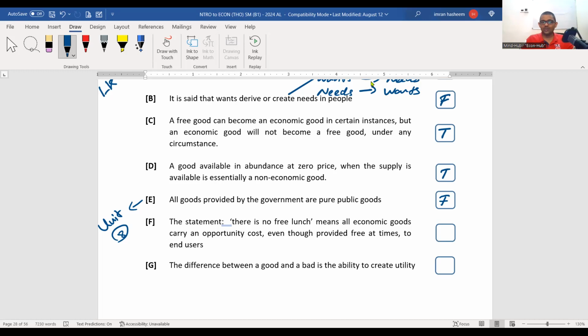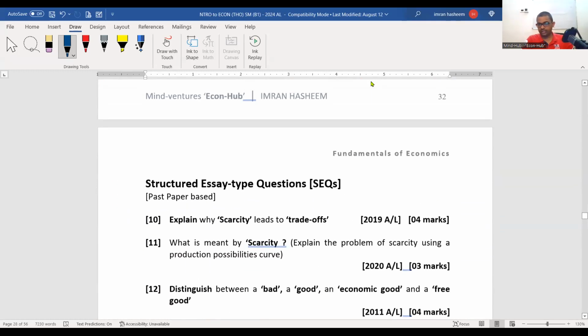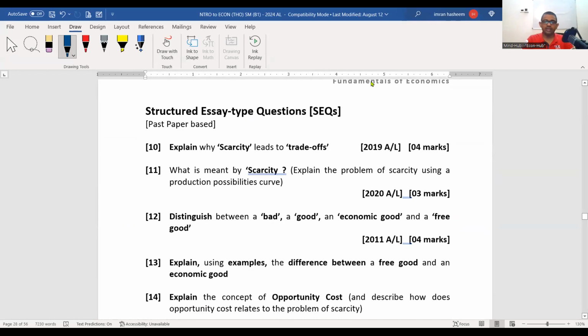The statement that there is no free lunch means all economic goods carry an opportunity cost, even though provided free at times to the end user. Very true. That's the exact idea of there is no free lunch. G, the difference between a good and a bad is the ability to create utility. Very true. Goods create utility, bads create disutility or cannot create utility. So that is true. Okay, what is a public good? Any idea on the concept? Before I explain that, I'll just touch on this also.